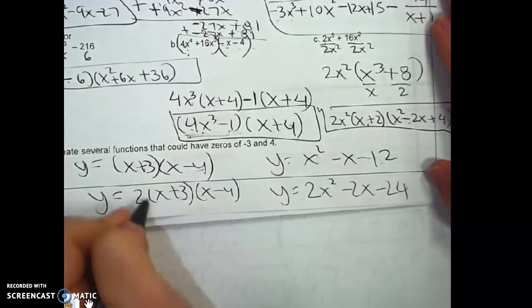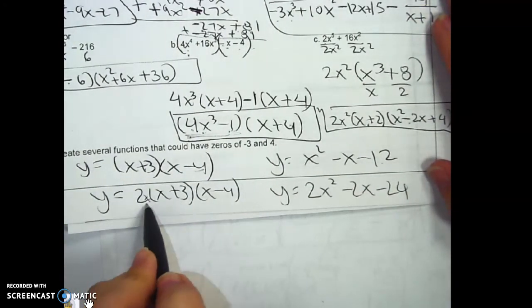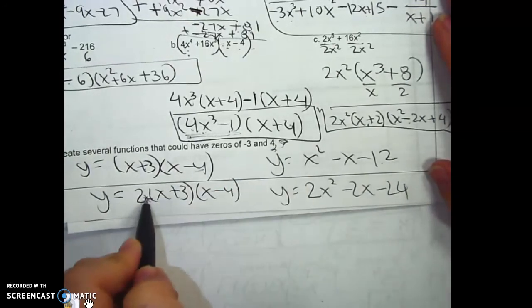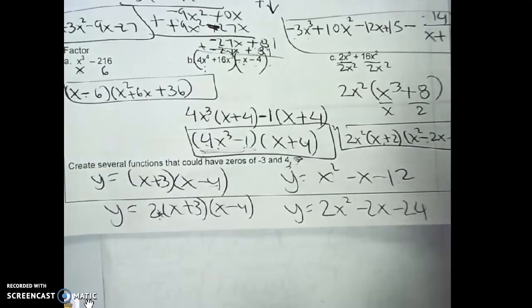But what I cannot do is put an x there. If I put an x there, I now have another 0, and that would be 0, and that's not right. Okay, so those are some examples. Good luck on your quiz.